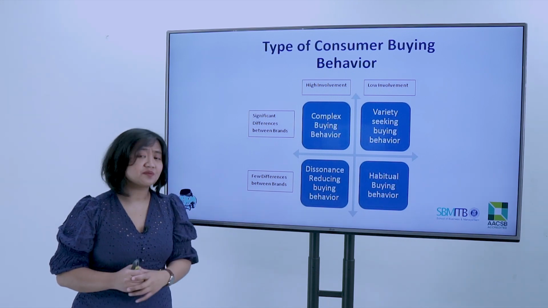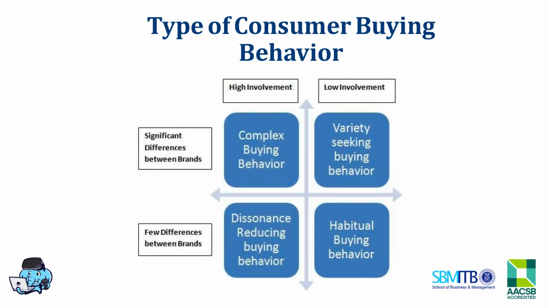And the last is the habitual buying behavior. In this case, it is low involvement. We don't need to go through several pieces of information, and also in this case, we have few differences between brands.